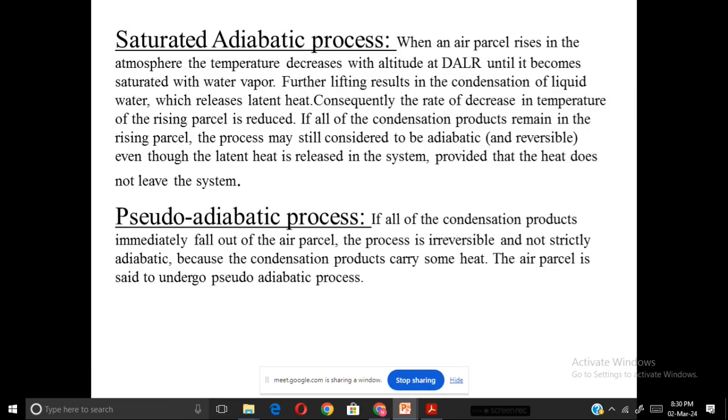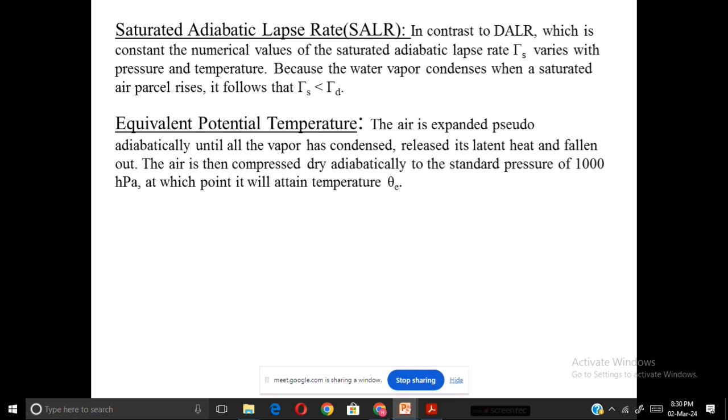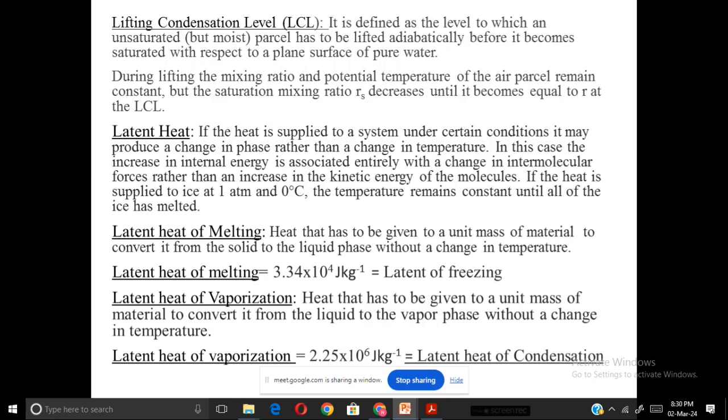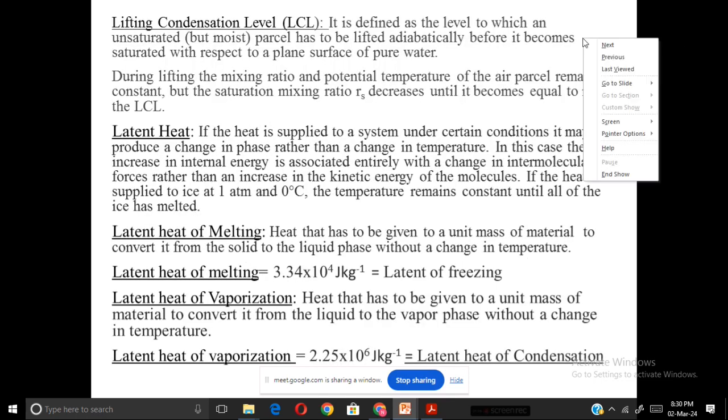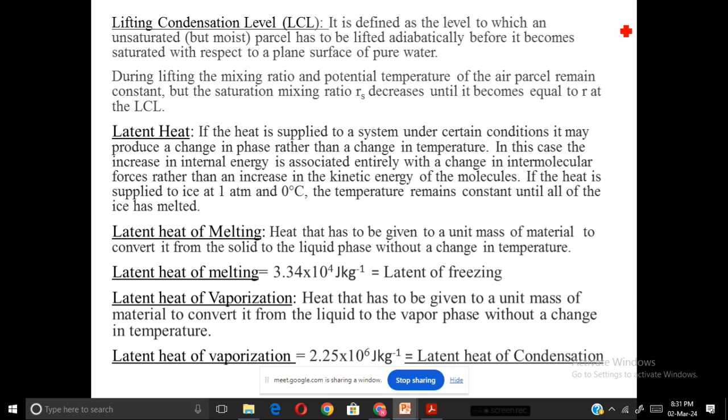So as I said, if we want to make an air parcel saturated, there are two methods: one is to add water vapor, or to reduce the temperature. In the atmosphere, if we have to reduce the temperature of a parcel, the method is to lift the air parcel. Suppose we have an air parcel here. If we want to reduce its temperature, we lift it vertically, because as we go up in the atmosphere, the temperature decreases.